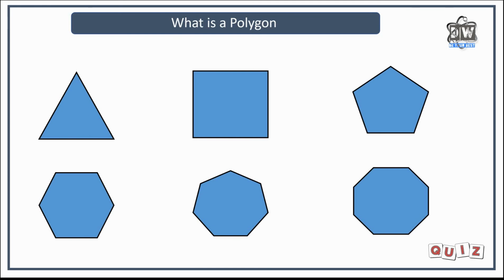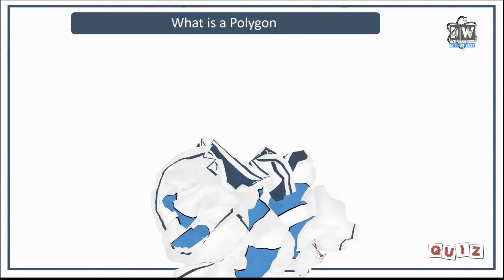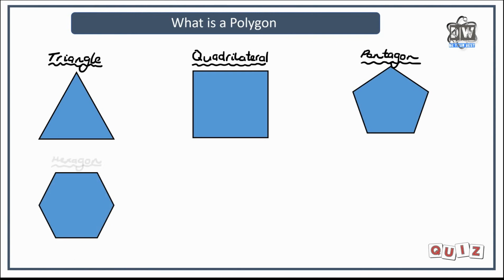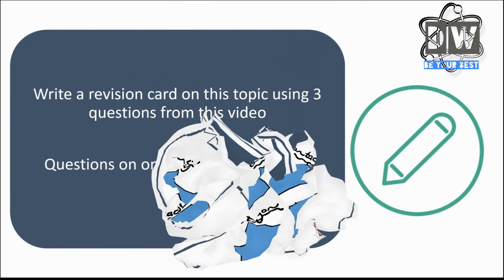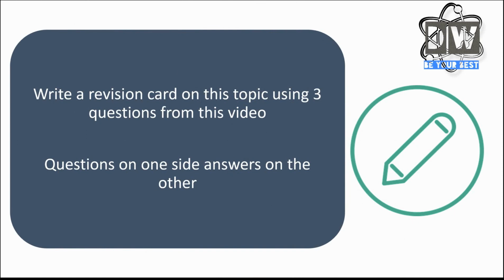Well done. Hopefully you've done that now. Let's look at our answers. Over the page, we've got triangle, quadrilateral, pentagon, heptagon, hexagon, and octagon. Write a little revision card on that if you possibly can.